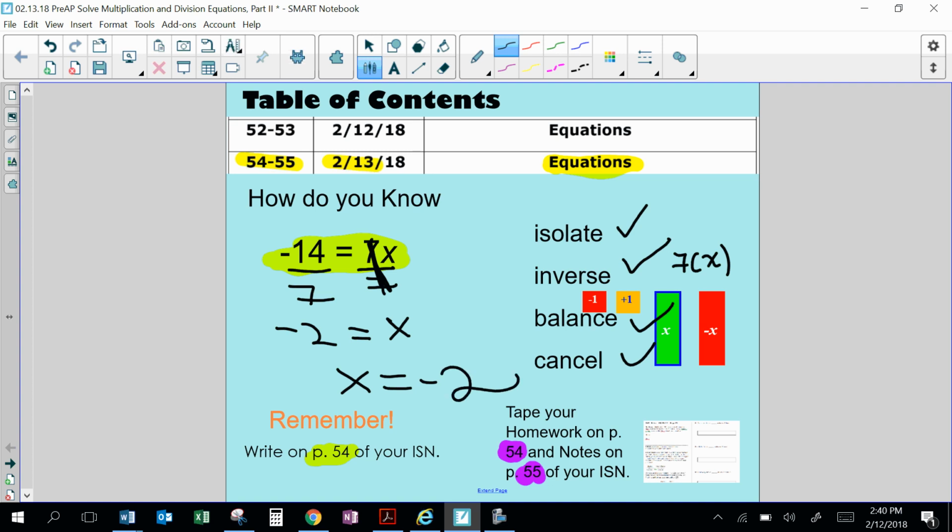Please now take out a red pen to grade your homework. You may need to pause at this time for students.